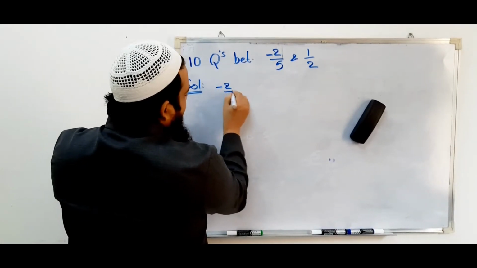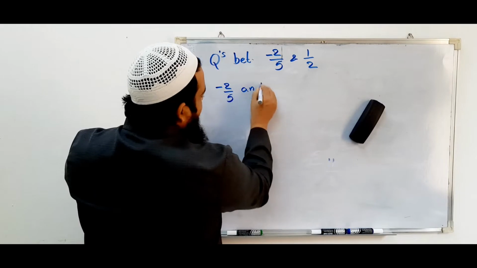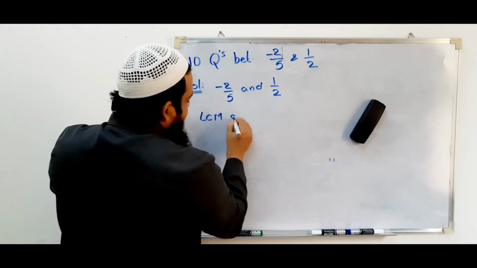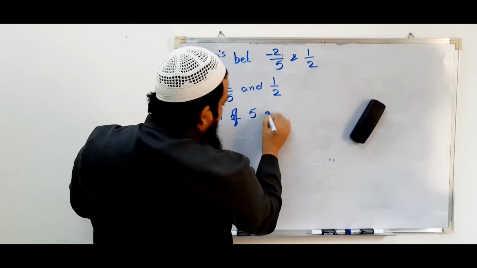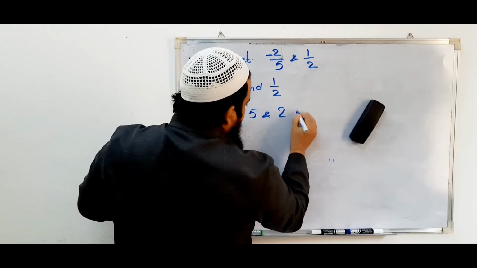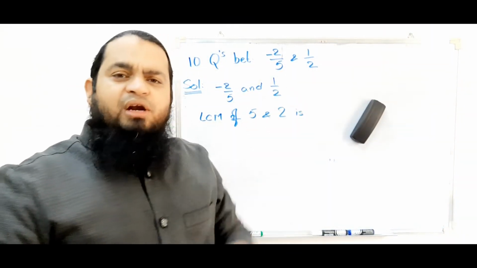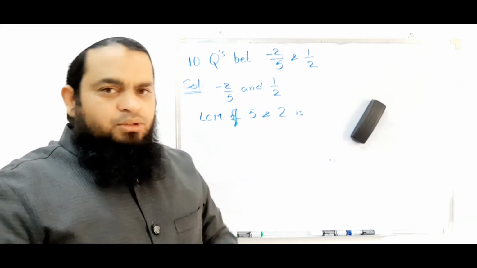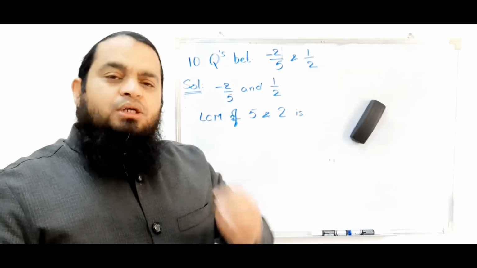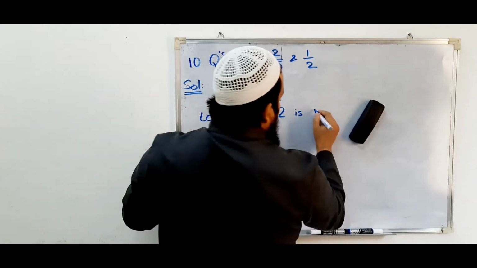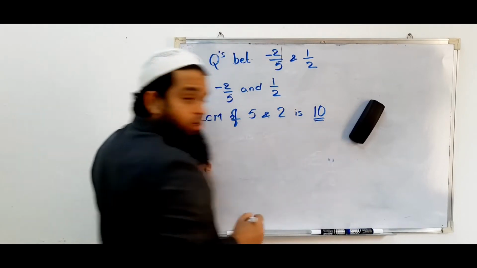Minus 2 by 5 and 1 by 2. So LCM of 5 and 2 is, yes, what is the LCM? It's evident that 5 and 2 are co-primes, so they do not have any common factor. So multiply directly. 5 times 2 is 10. 10 is the LCM. Okay.